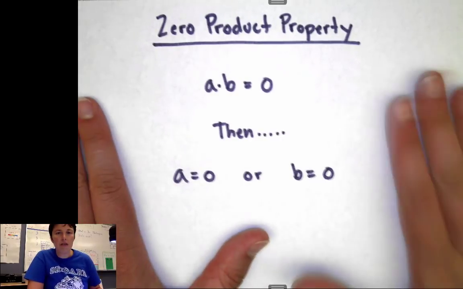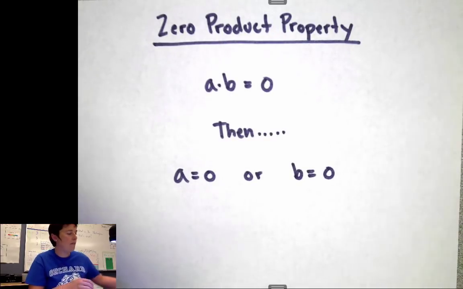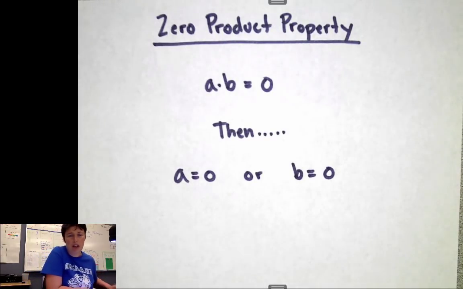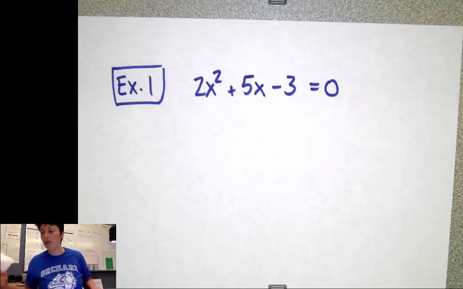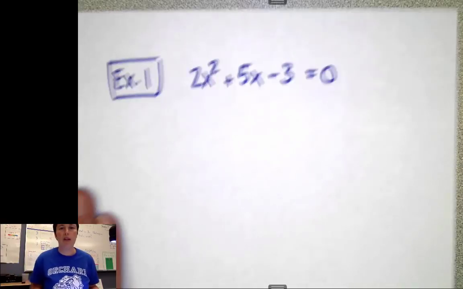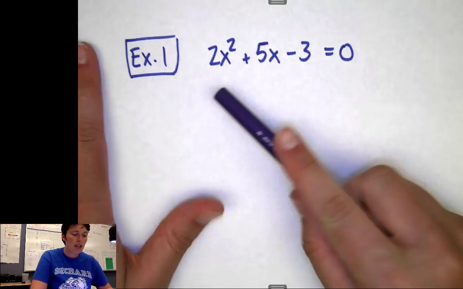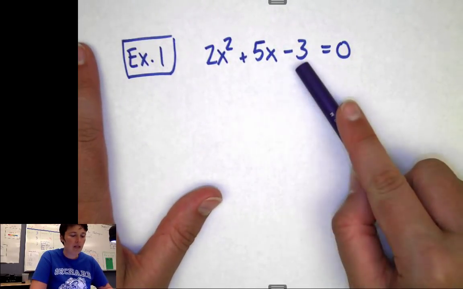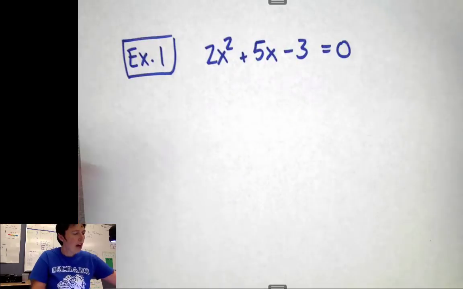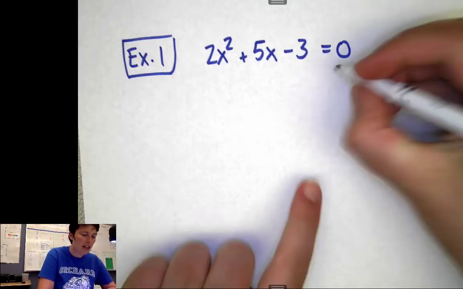And the reason we go over this is because it really helps us out when we're solving some of these big quadratic problems. So in this video, we're going to practice some more of these big quadratics. Here's a great example. Example 1. 2x squared plus 5x minus 3 equals 0. I want to know what's the answer for x.